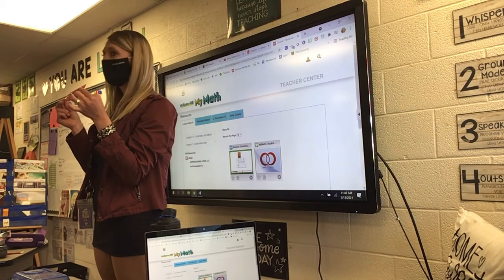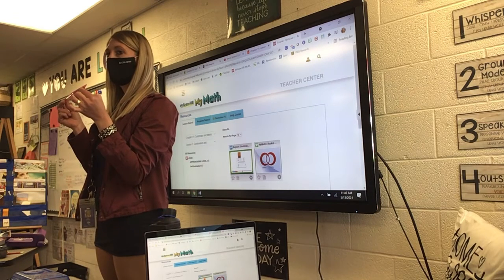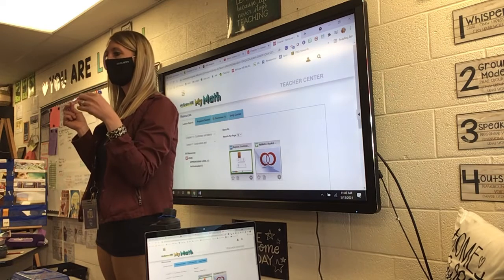Mason, that is not a ruler. Put it on my desk, please. Just put it on my desk.